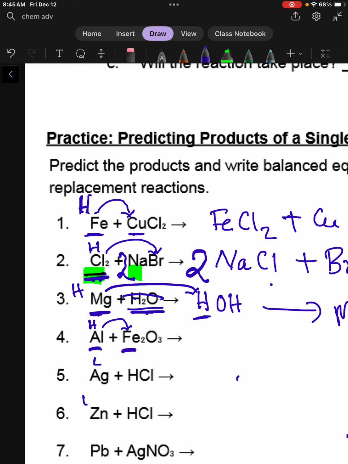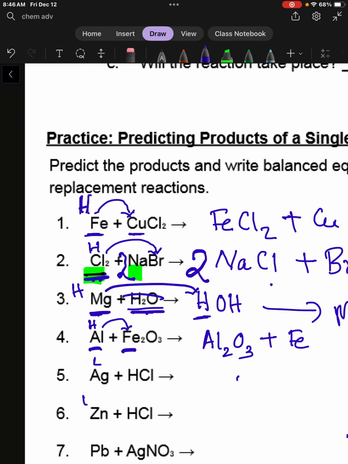Okay, so aluminum going to try to replace this, and so iron will be out. Since iron is monoatomic, you don't need to write it 2, okay? Then aluminum has a charge of 3, oxygen has a charge of 2. When you crisscross it, you will get what? Al2O3.